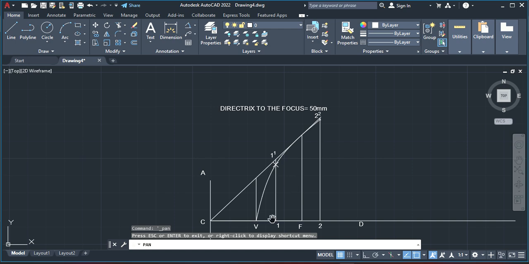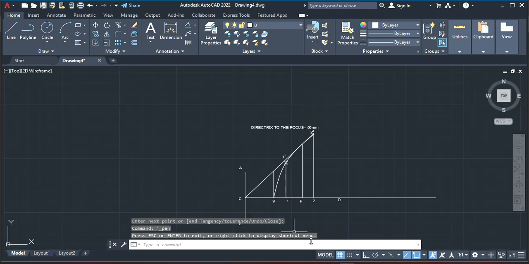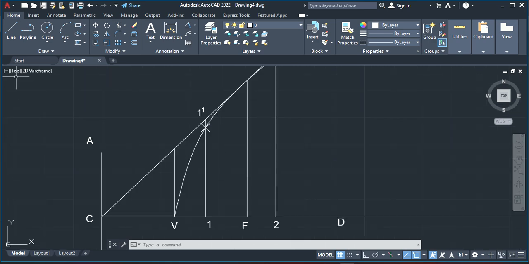Again, it will continue. Now if you want to complete the entire curve, the same procedure that you did above the axis, you have to follow below the axis also, so that you will get a complete curve. After this, if you want to make a tangent and normal for the same curve, select some point somewhere on this curve. For example, I have selected here.